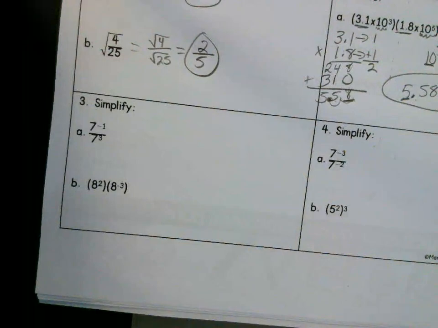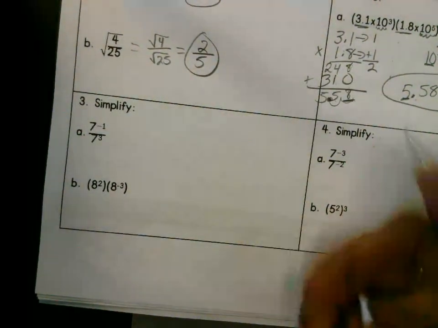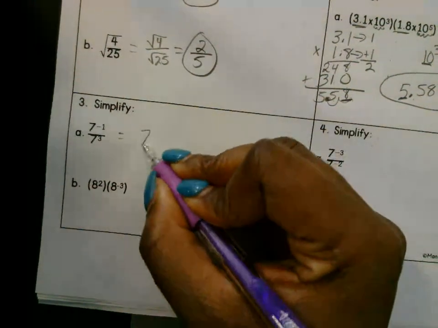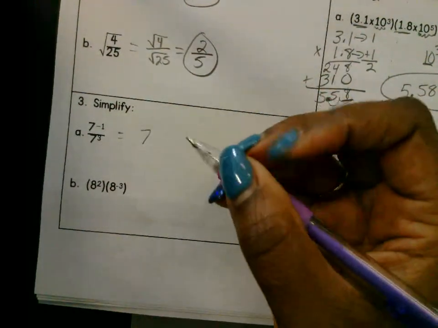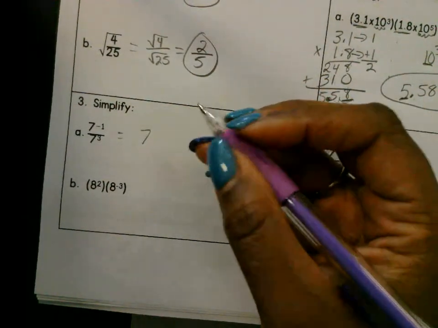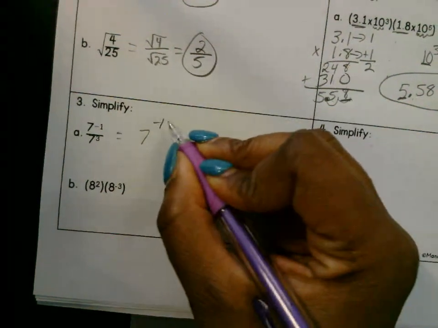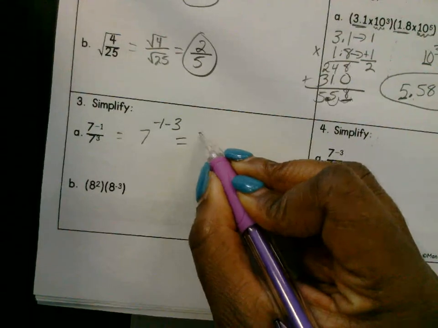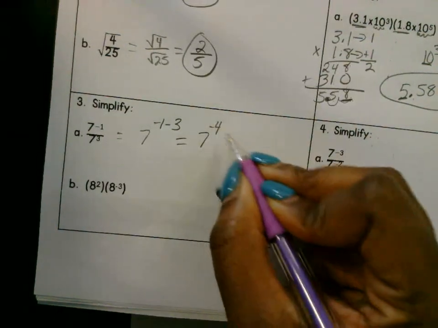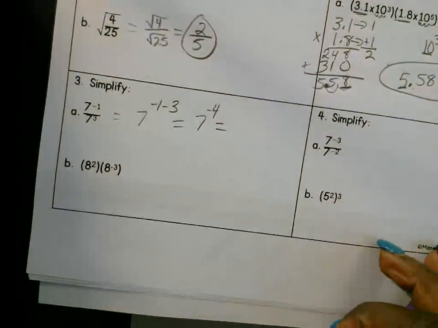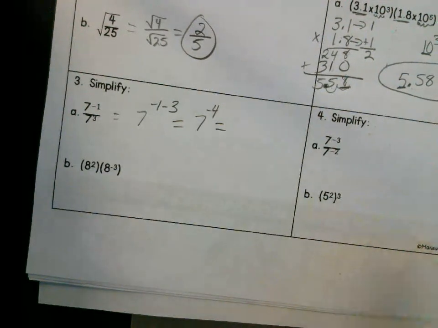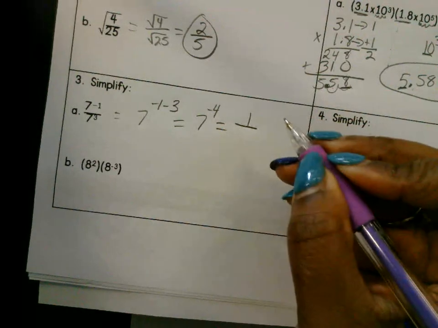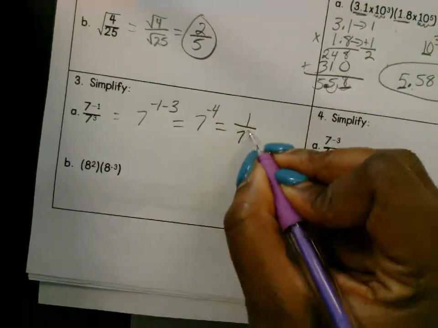All right. So here we're dividing. What are we going to do with the exponents when the bases are alike? The base is 7. What do we do with the exponents? Subtract. What minus what? -1 minus the 3. What's -1 minus 3? -4. Okay. How do we simplify this? 1 over 7 to the positive 4th power.